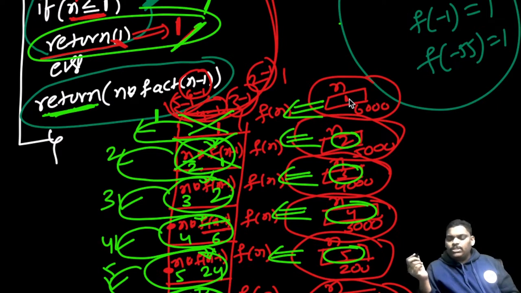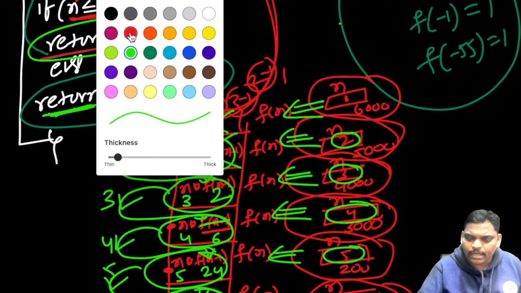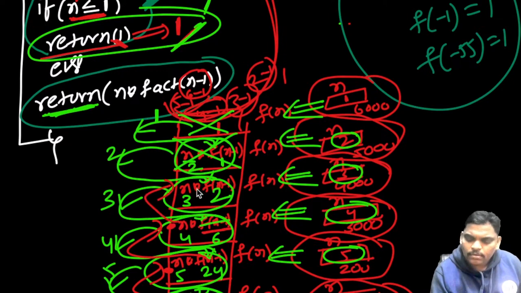While going, it is a push operation. So red color things are push operations. So I will write this also. See, this is called red color. You will go here, this is red color. It will go here, this is red color. It will go here, this is red color. Right?